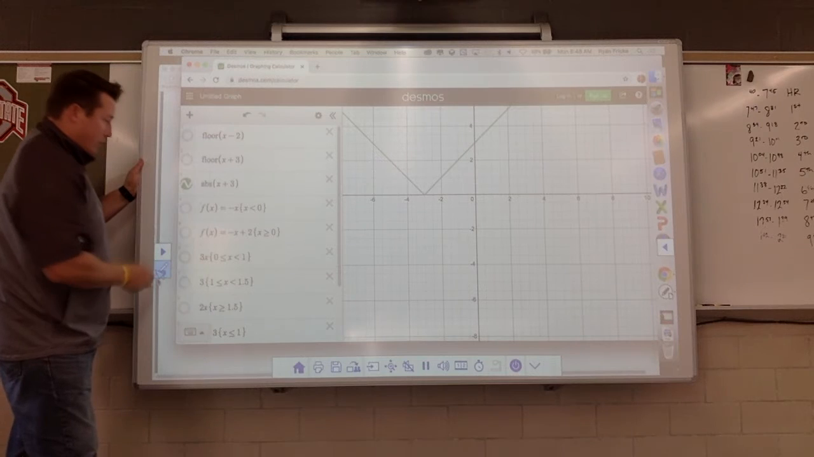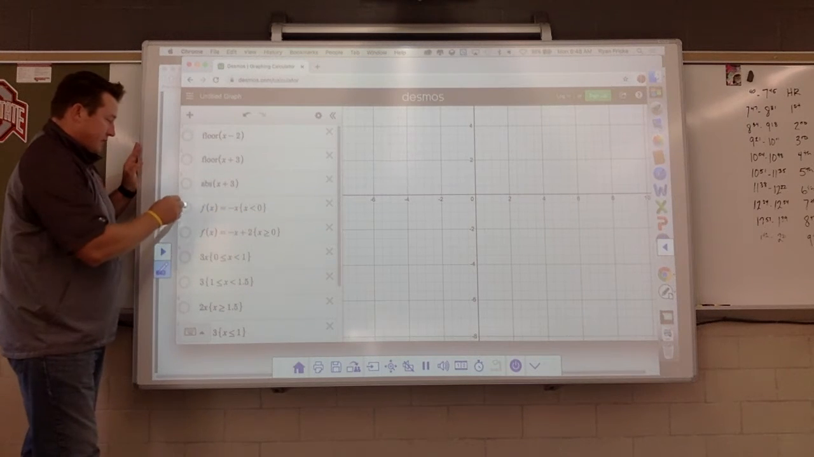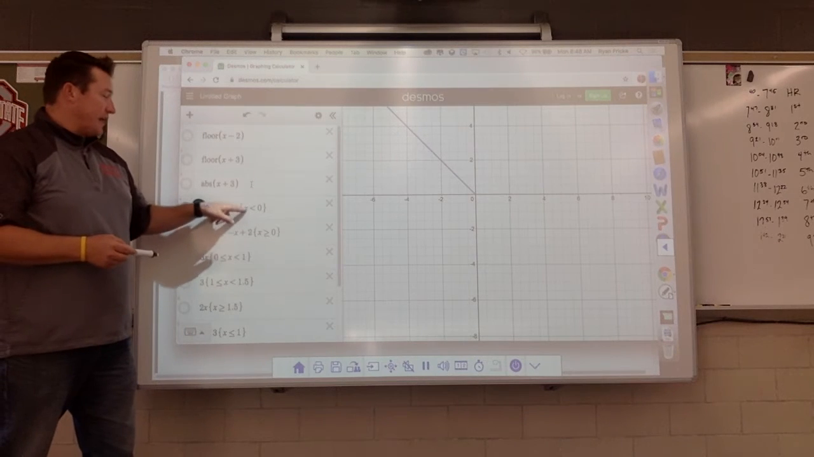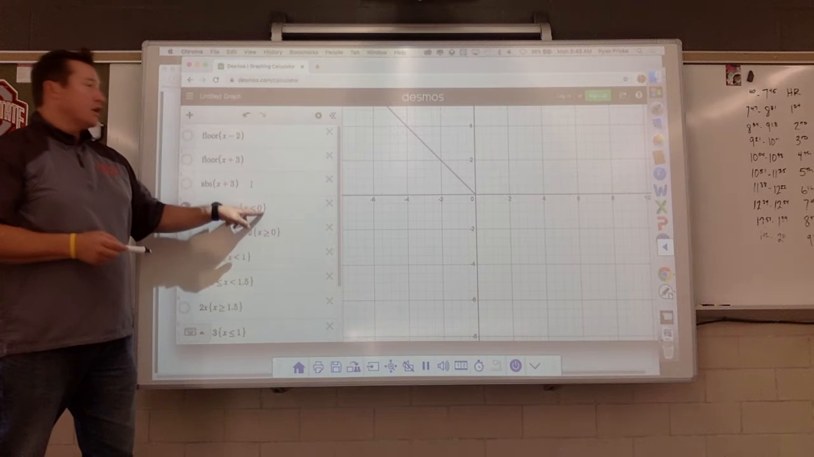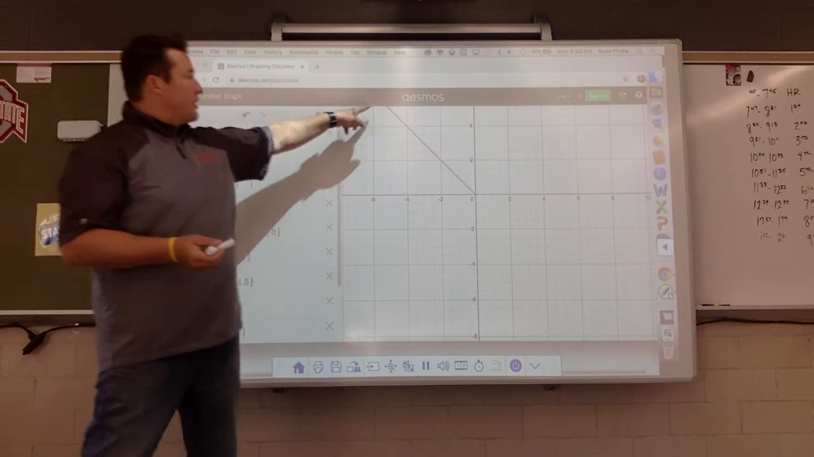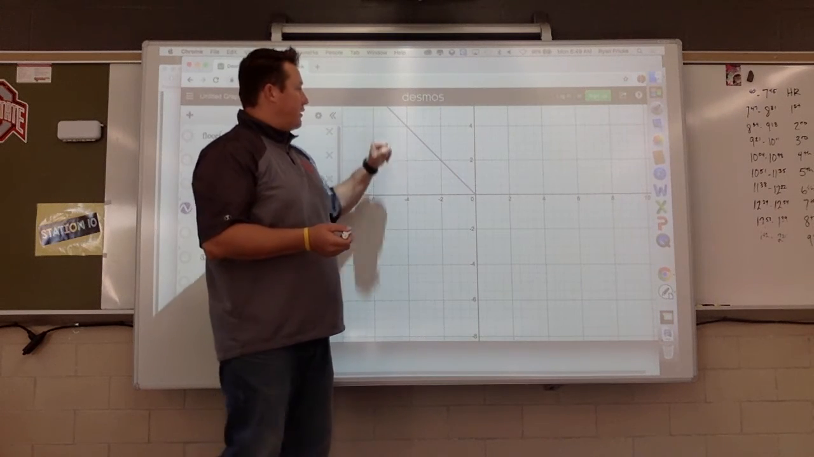So let me make this go away. And guys, you see that right here. Turn off this one. f of x equals negative x, and then in curly brackets, x values greater than 0, close your curly bracket. That will restrict your domain. And look, now I'm just looking at this piece of it. Here it is right here, okay?